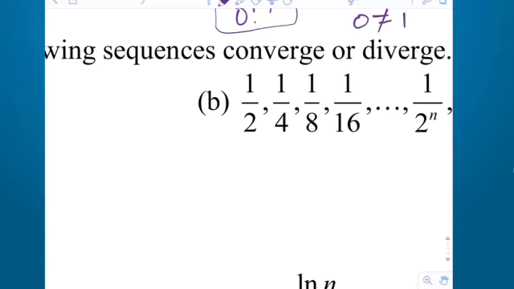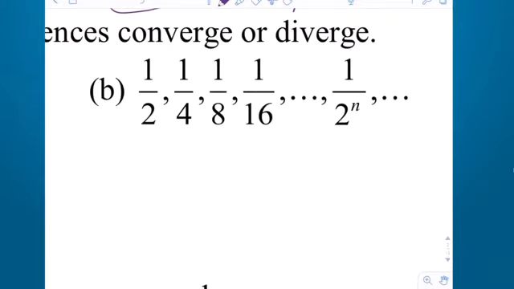Okay. How about this one? 1 over 2, 1 over 4, 1 over 8, 1 over 16. What's the pattern? We're just multiplying by a half each time, right? A half times a half is a fourth, times a half is an eighth, times a half is a 16th. This is called a geometric sequence. Anytime you're multiplying or dividing to get the next term rather than adding or subtracting, it's called a geometric sequence. It's kind of like exponential. Okay, so the formula is 1/2 to the n, or it simplifies to 1 over 2 to the n.